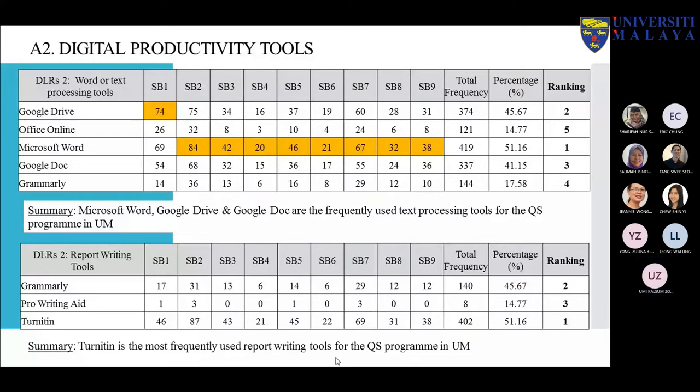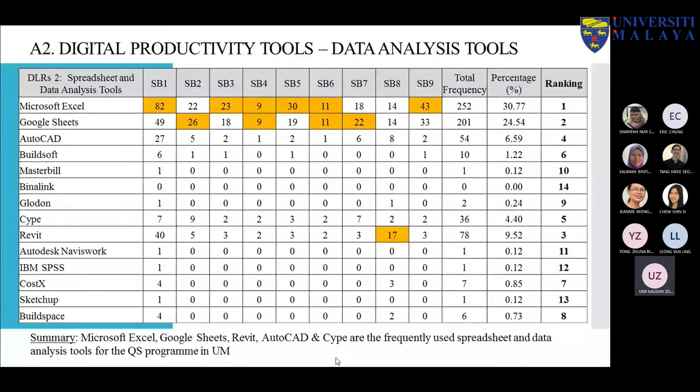Still on the digital productivity tools, when we are focusing on the data analysis tools, it was found that Microsoft Excel, Google Sheets, Revit, AutoCAD, and SketchUp are the frequently used spreadsheet and data analysis tools for the QS program in UM. You can see there is a difference for SB1, which is more towards Microsoft Excel. SB2 is more towards Google Sheets, followed by SB4, SB6, and SB7. For Microsoft Excel, SB1, SB3, SB4, SB5, SB6, and SB9 love to use it. Whereas for Revit, this is SB8, because Revit is slightly focused on IT programs, so this program is slightly popular among the QS program in the University of Malaya.